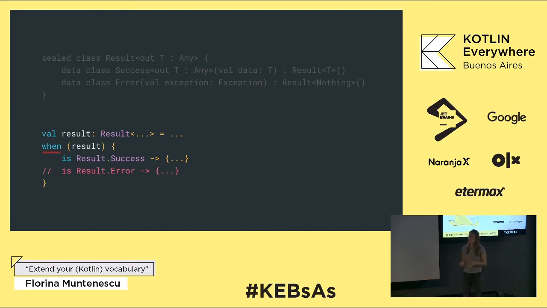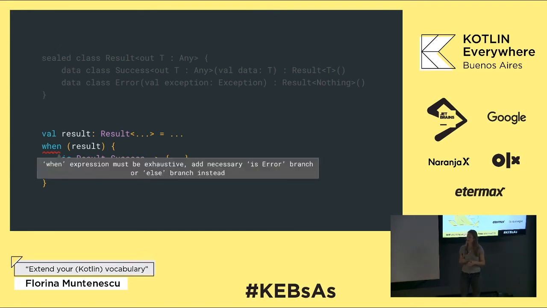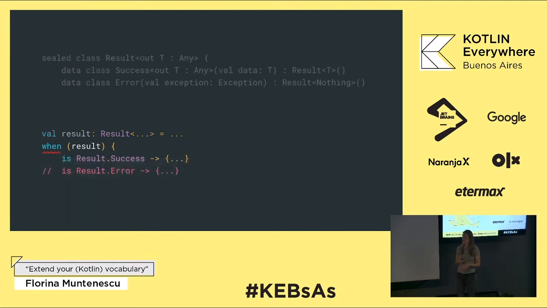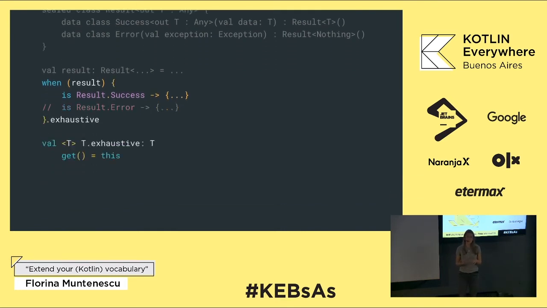So what I would want to have is an error when I forget to implement something, and the compiler to tell me this, and to tell me what branch I should implement. This only happens when when is treated as an expression. So to treat it as an expression, I created an extension property. I created a .exhaustive, and this is actually just an extension property on T, and that's it. So actually when becomes exhaustive when it's treated as an expression.